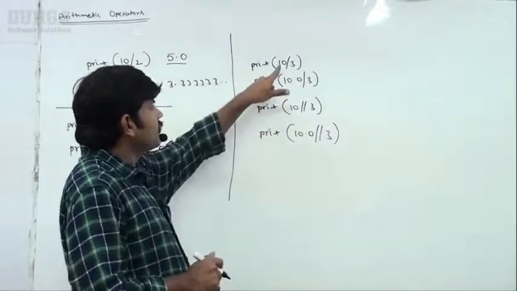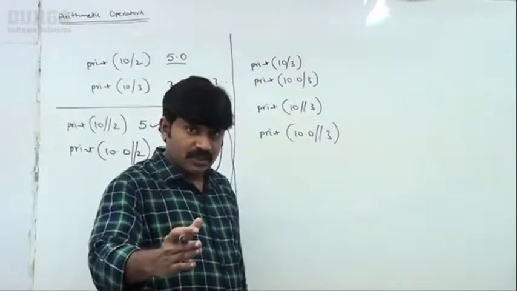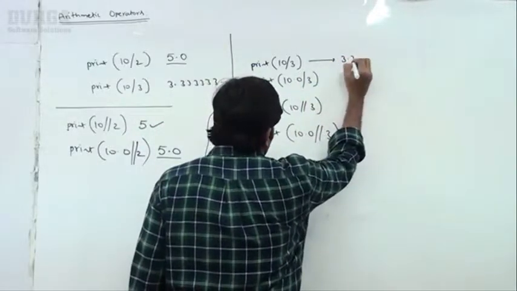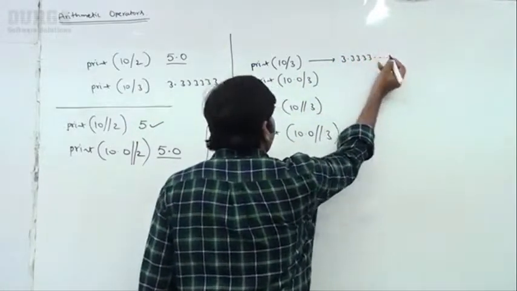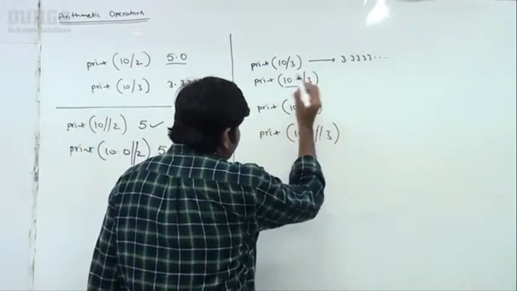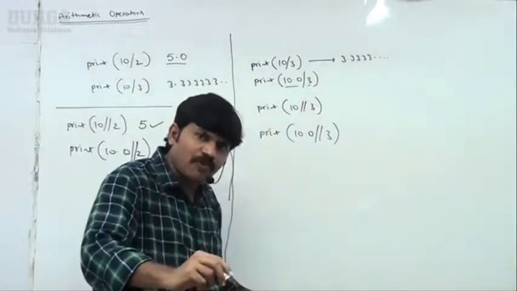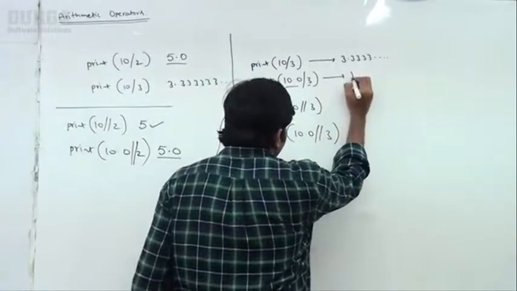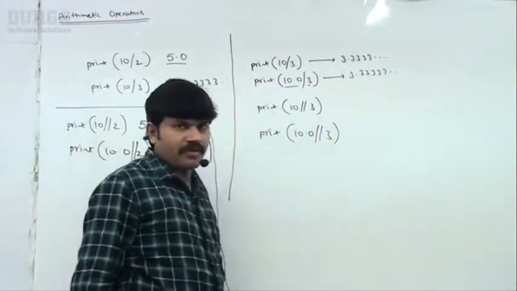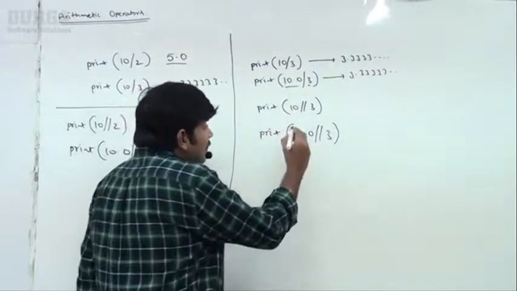So 10 by 3. Normal division result is always float. What is the answer? 3.3333, like this. Next, 10.0 by 3. It is the normal division, so the result is always float only. Now you are going to get 3.3333, like this.